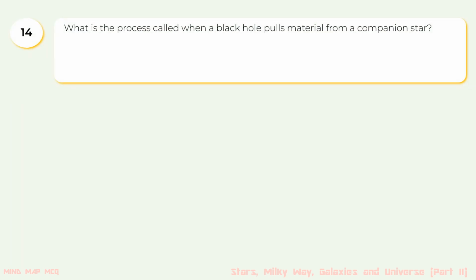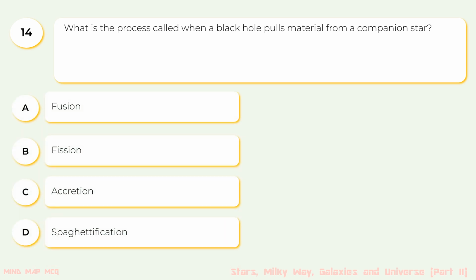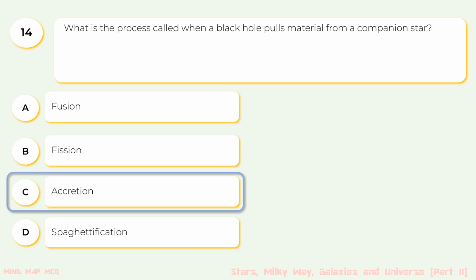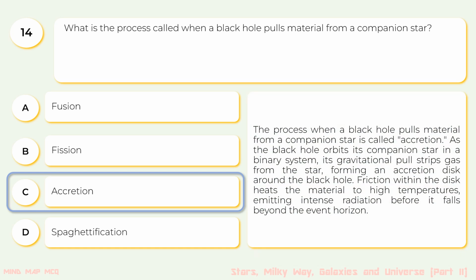14. What is the process called when a black hole pulls material from a companion star? The options are A. Fusion, B. Fission, C. Accretion, or D. Spaghettification. The correct option is C. Accretion. The process when a black hole pulls material from a companion star is called accretion.